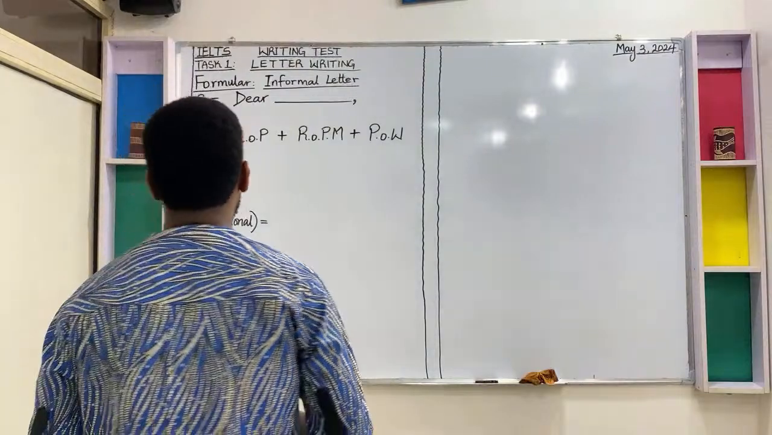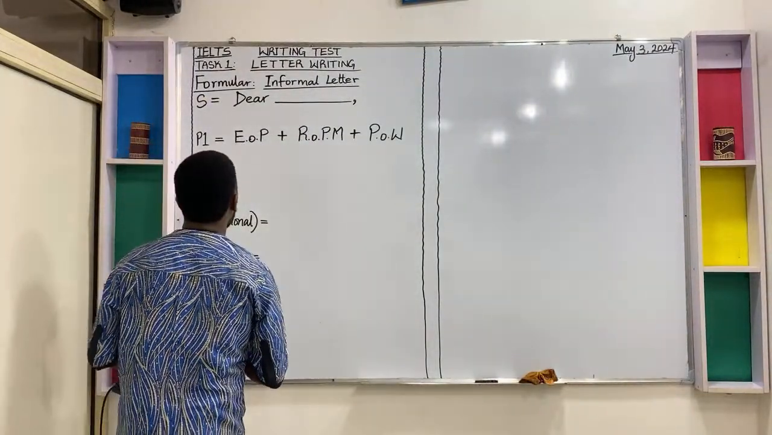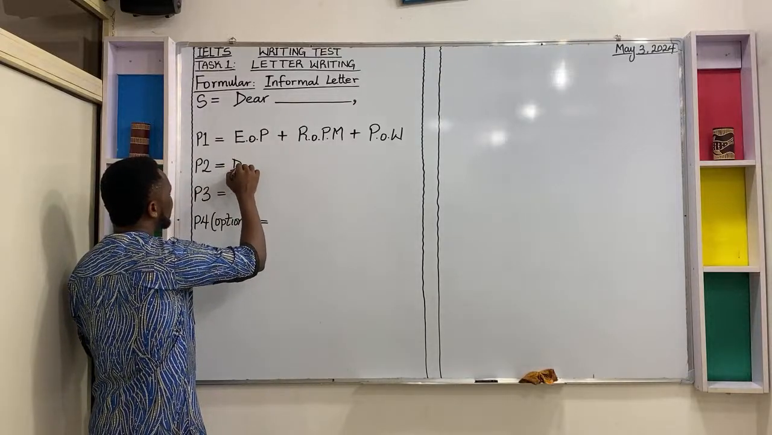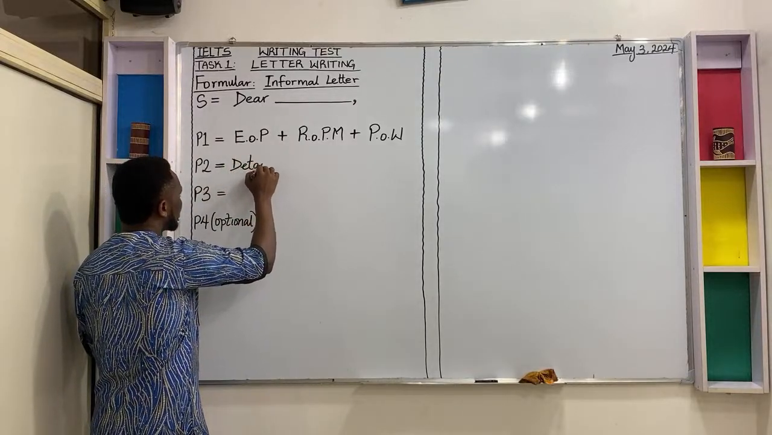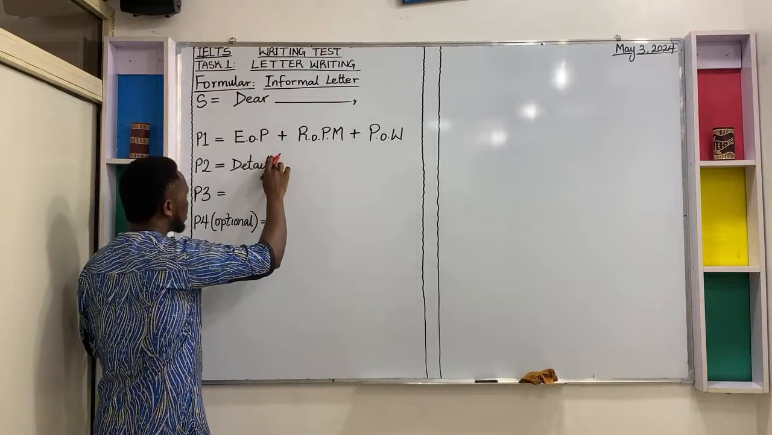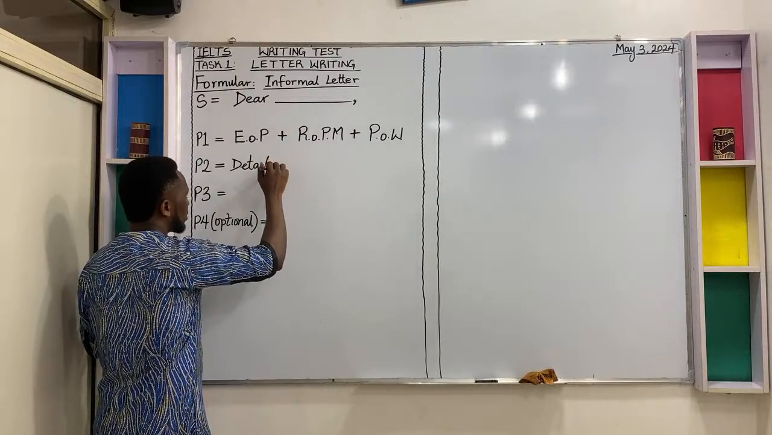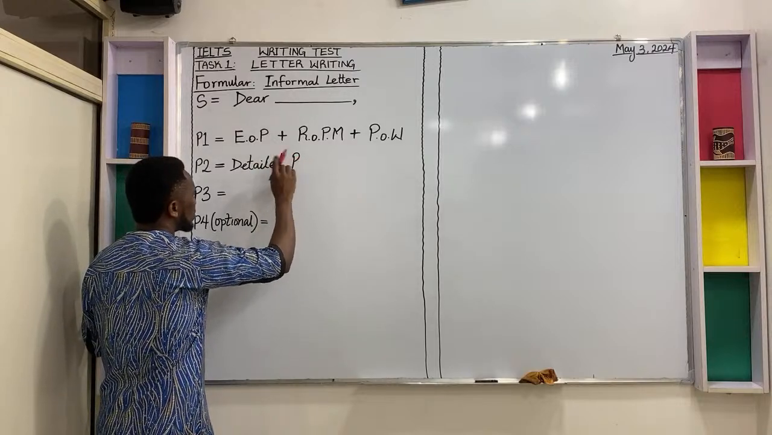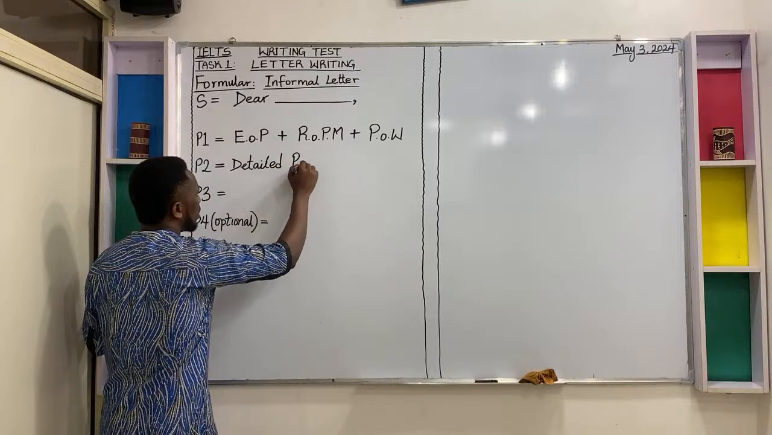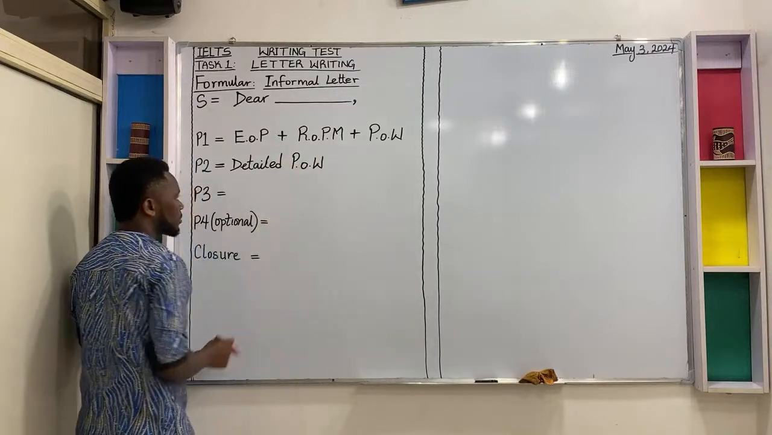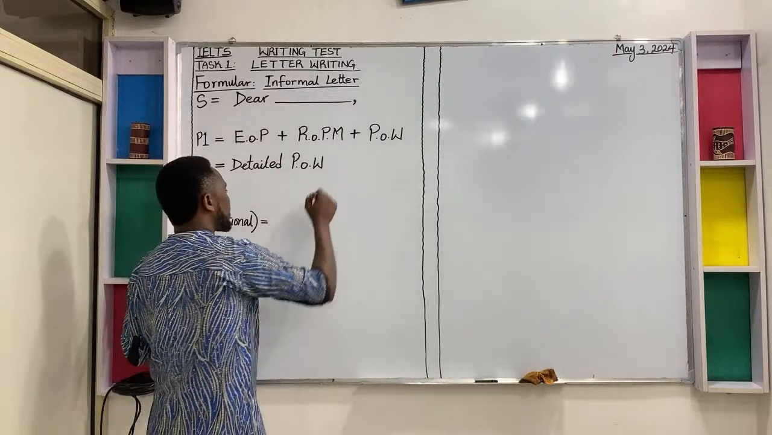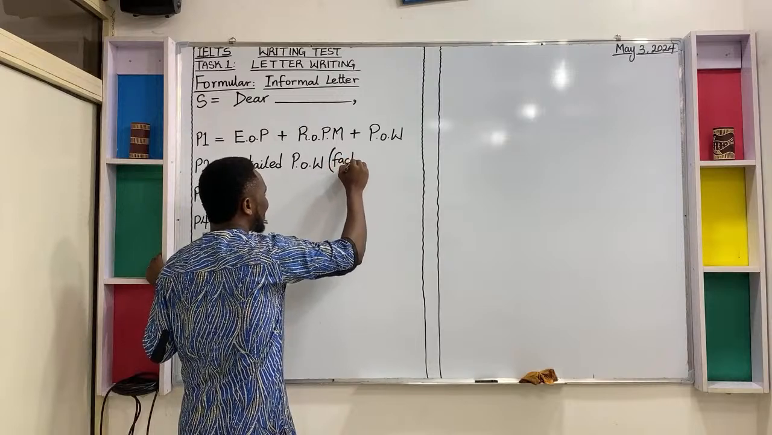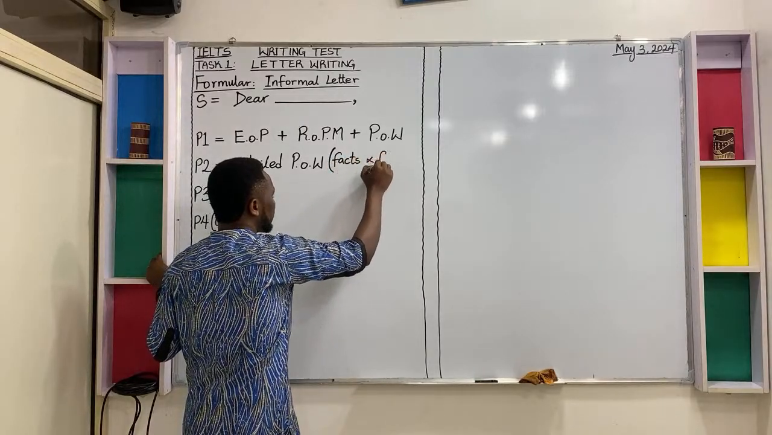Now your second paragraph. The second paragraph of your informal letter needs to show off detailed purpose of writing. For your detailed purpose of writing, you are expected to show some facts and figures.